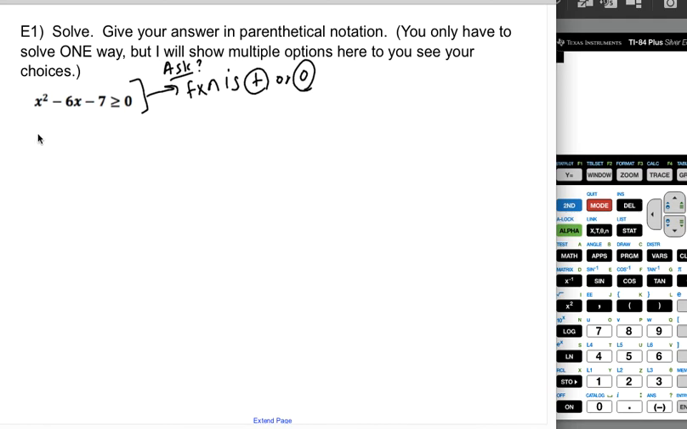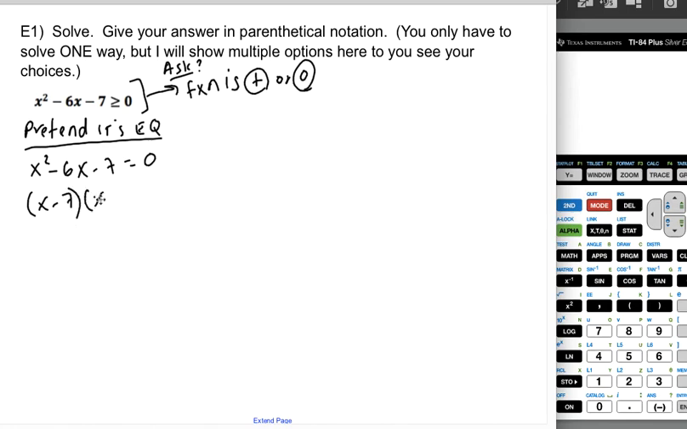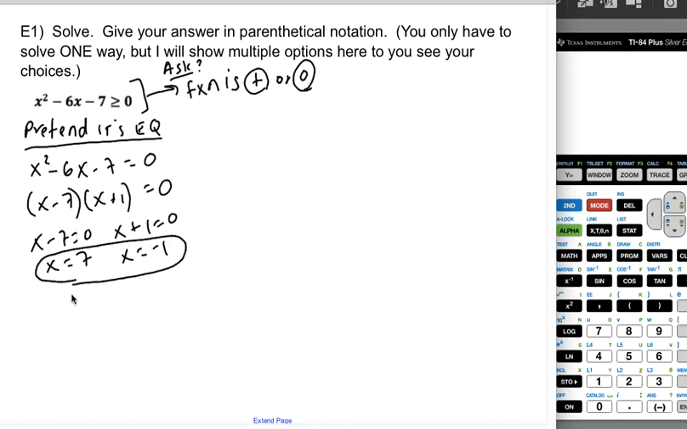So here's what we're going to do. We're going to pretend it's an equation, and we're going to factor x squared minus 6x minus 7 equals 0. Well, that's going to factor into x minus 7 and x plus 1. You can double check that by FOILing, and you absolutely should. You're going to end up getting that either x minus 7 is 0, which gives you x is 7, or x plus 1 is 0, which gives you x is negative 1. So these are my 2 zeros.